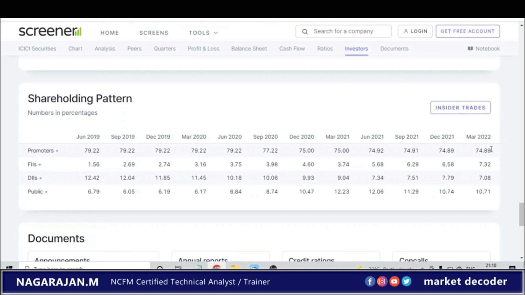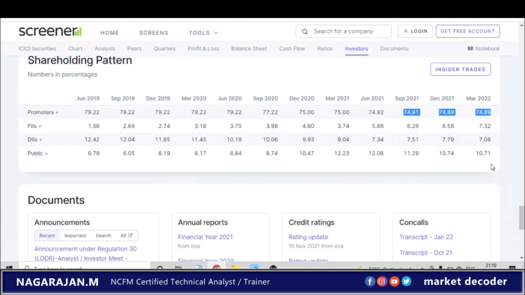And promoters are continuously stable with their holdings, and FIIs have increased their stake, and DIIs have reduced the stake, and in the same way the public has reduced the stake. One important thing is we are really not sure why the FIIs are increasing the stake when they are decreasing the stake in most of the stocks, but they are interested in this stock, a noticeable thing. So let's look at the price action and trade accordingly.